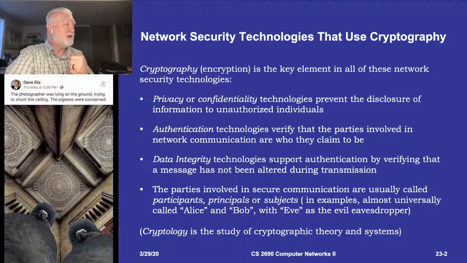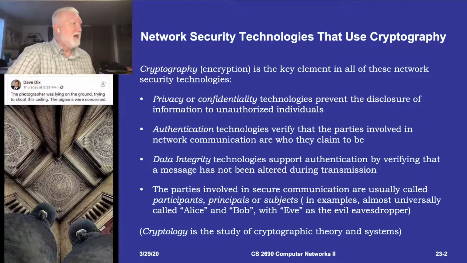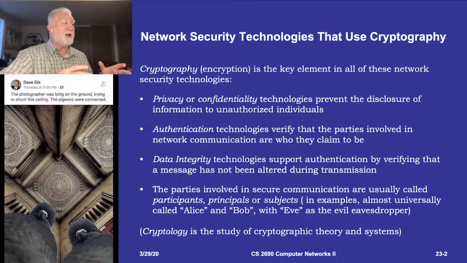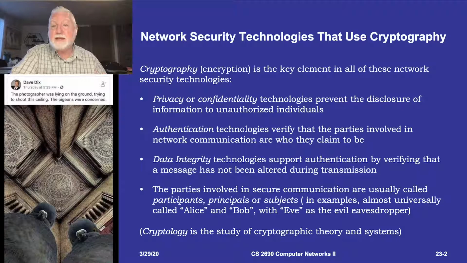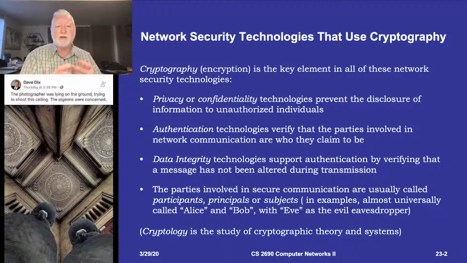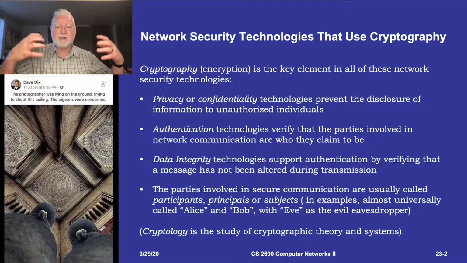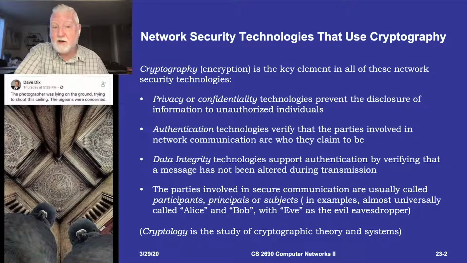So privacy or confidentiality prevents the disclosure of information to unauthorized individuals, meaning that people who shouldn't see the information can't get to the information, right? That's just the broad notion of privacy or confidentiality. That's really what we're trying to protect, right? When we authenticate, we're basically determining that the parties in the conversation are who they claim to be, or who we think they are, right? So authentication has to do with, can I really tell it's you, right?